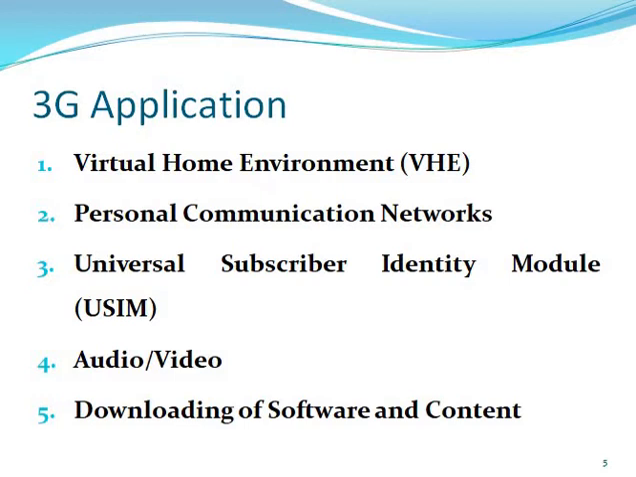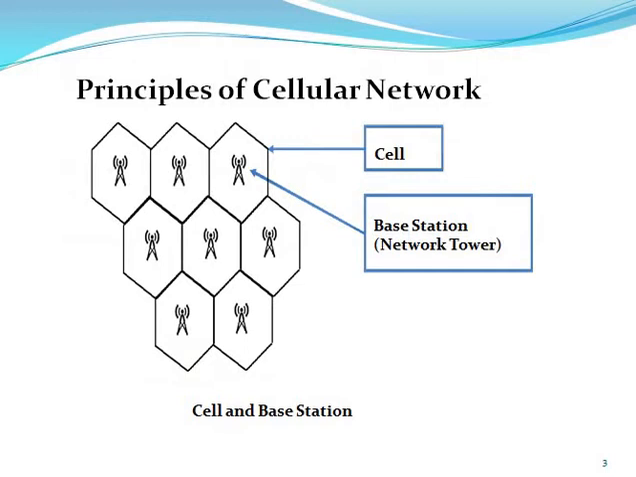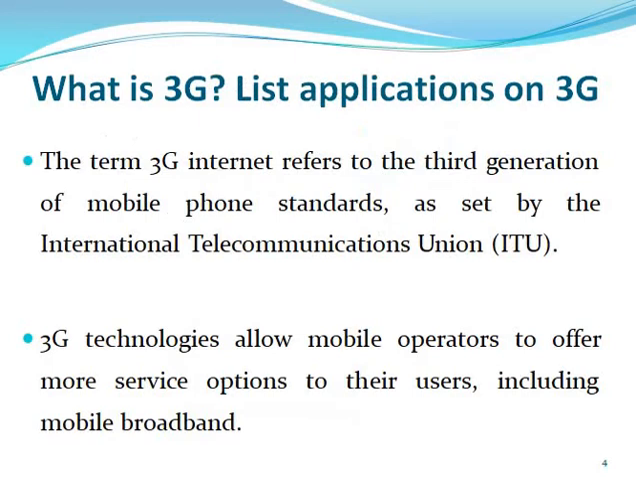We can see the virtual home environment, personal communication network, universal subscriber identity module, and audio and video. You can easily send video and audio calls over any network using 3G, download software and content from websites, and get high-speed frequency bandwidth. We covered all these applications and cellular networks in the previous lecture. This is an important part of the wireless communication network.